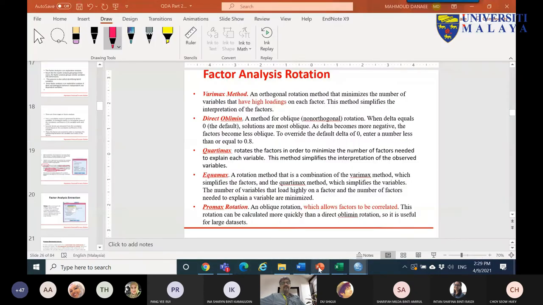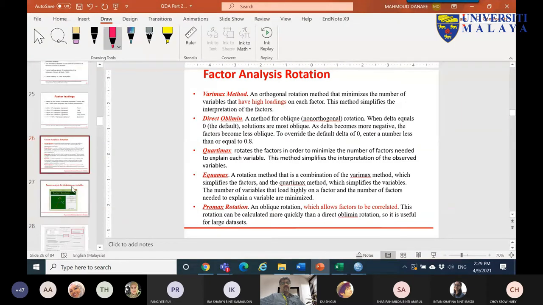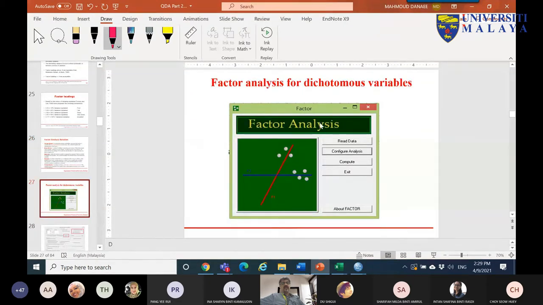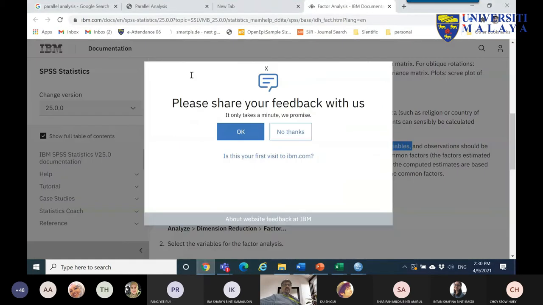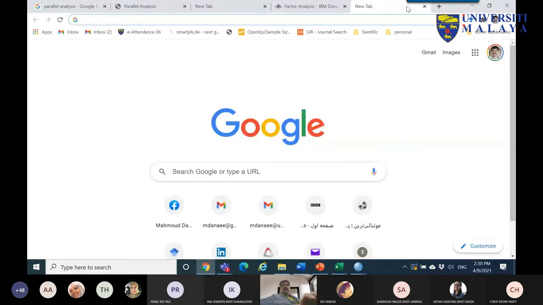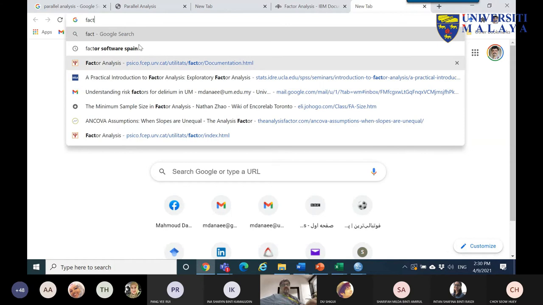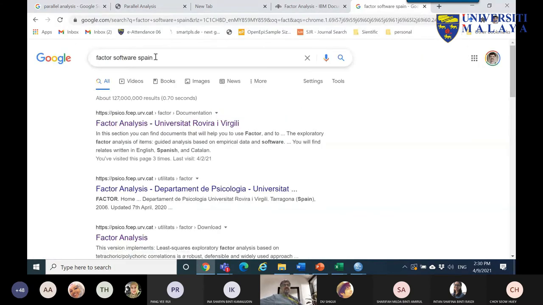But recently, two statisticians from a university in Spain developed and released a software called Factor. It is free of charge. Some of you maybe attended my last workshop on questionnaire validity, where I already explained this software. You can download it from Google, very simple. You just search Factor Spain. If you search for Factor software Spain, go to the first link.